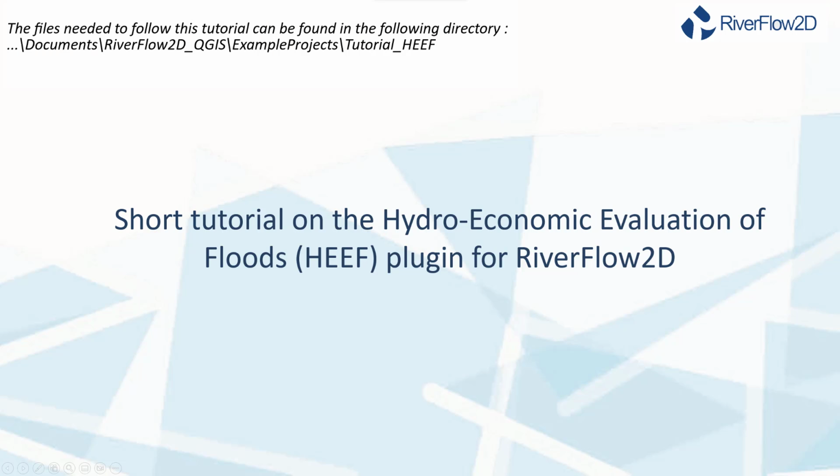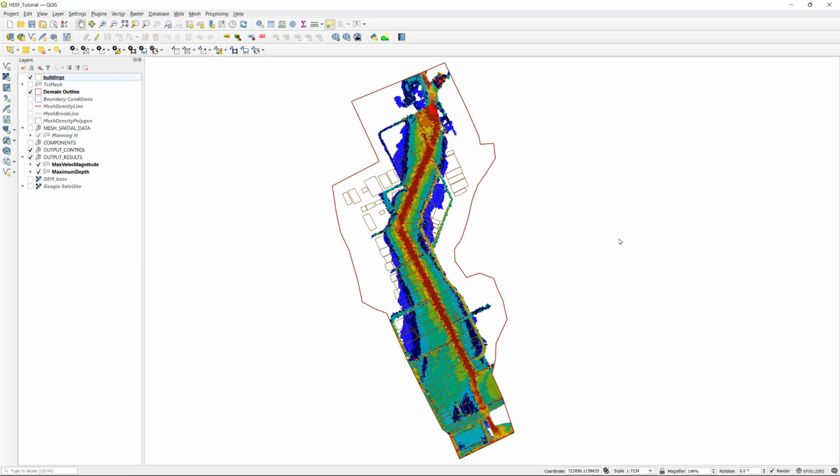RiverFlow2D users can load the HEEF tutorial from the location displayed above. On the screen, we have the basin and the location of the buildings, as well as a map of maximum depth and velocity magnitudes for a 100-year event simulation.